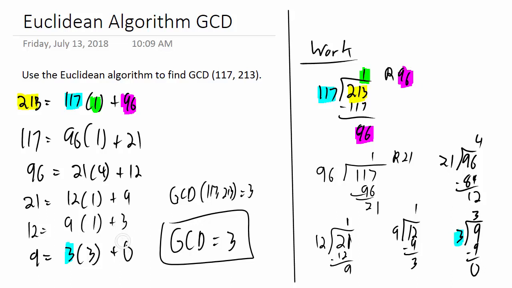That's it. And I chose to look at it from here. You could also see it as the last non-zero remainder. That's cool too, but it's also the last divisor that got you a remainder of 0. And that's how you do the Euclidean algorithm here.